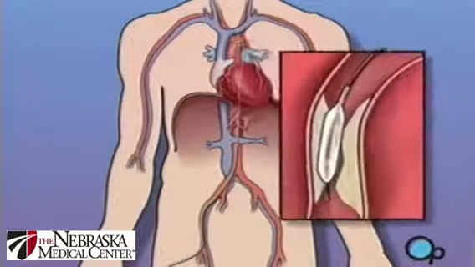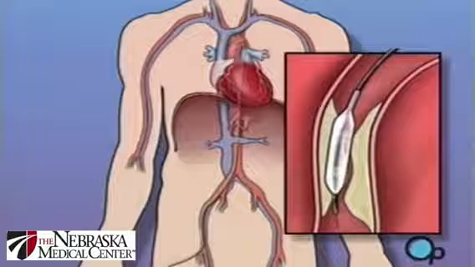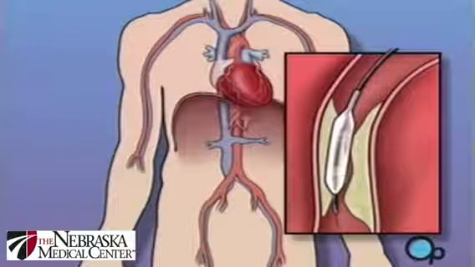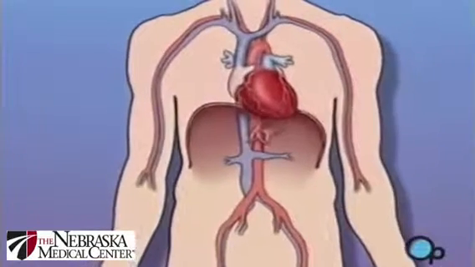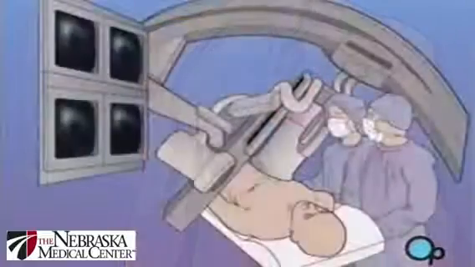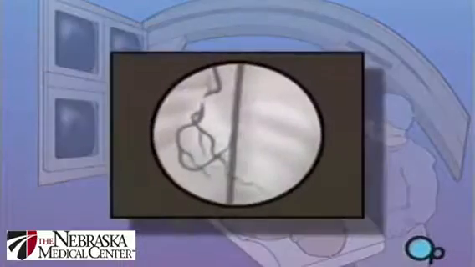Once the tube is in place, a small balloon is briefly inflated in order to widen the narrowed artery. A short length of mesh tubing, called a stent, is then inserted into the newly widened artery. During and after the procedure, your doctor will take X-rays in order to monitor your progress.